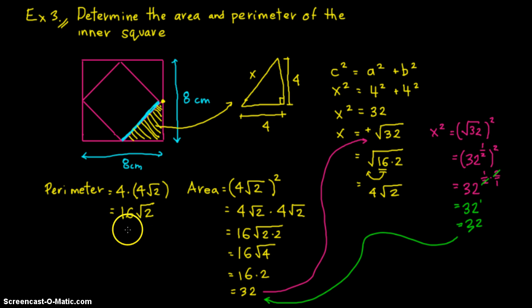So there you go. I got my answers. I got 16 root 2 for my perimeter, and I got 32 for my area. And there we go. That's it for multiplication.